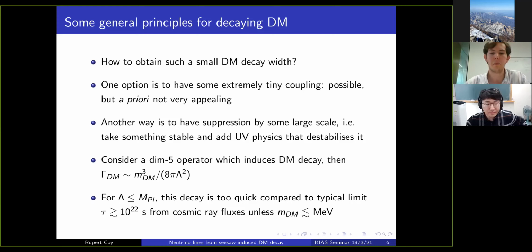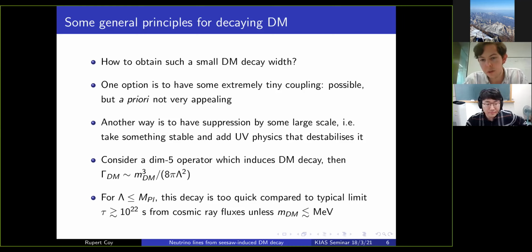Another, more appealing way, I think, is to have some suppression by some large scale. The way this works is basically to have some dark matter model that looks stable and to add some UV physics that can destabilize it. So we can think about this a little bit and get some general principles from this. The first thing we can do is think about some dimension 5 operator, which emerges from UV physics. This is the lowest order effective operator.